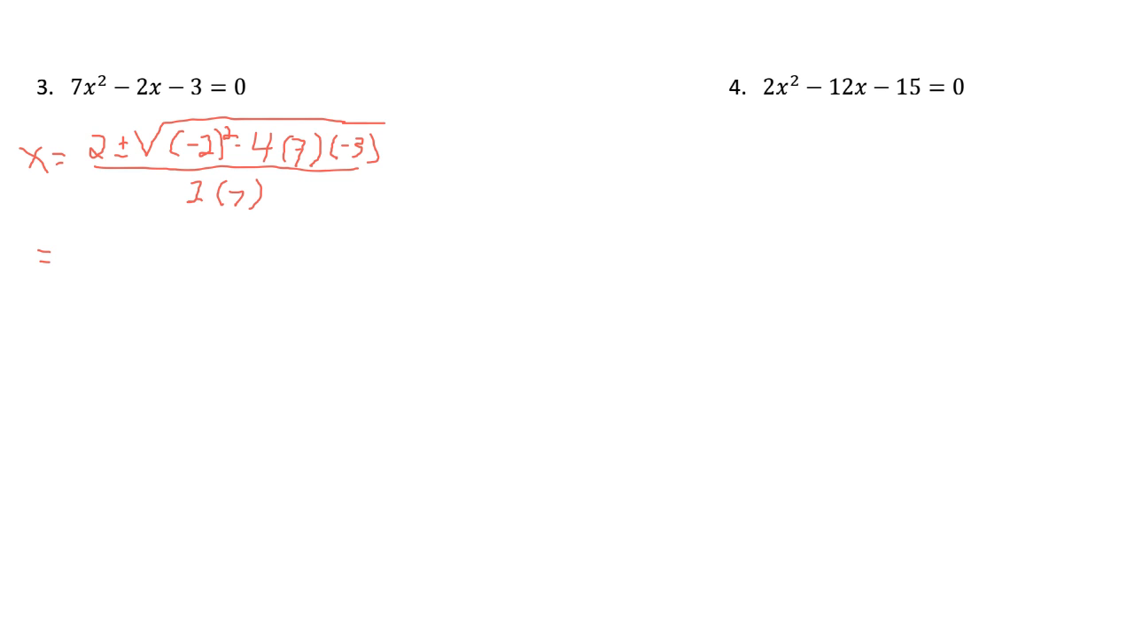So that's going to be 2 plus or minus the square root. I'm doing the square roots like this for a reason. I suggest you do the same: -2 squared minus 4 times 7 times negative 3 is 88.